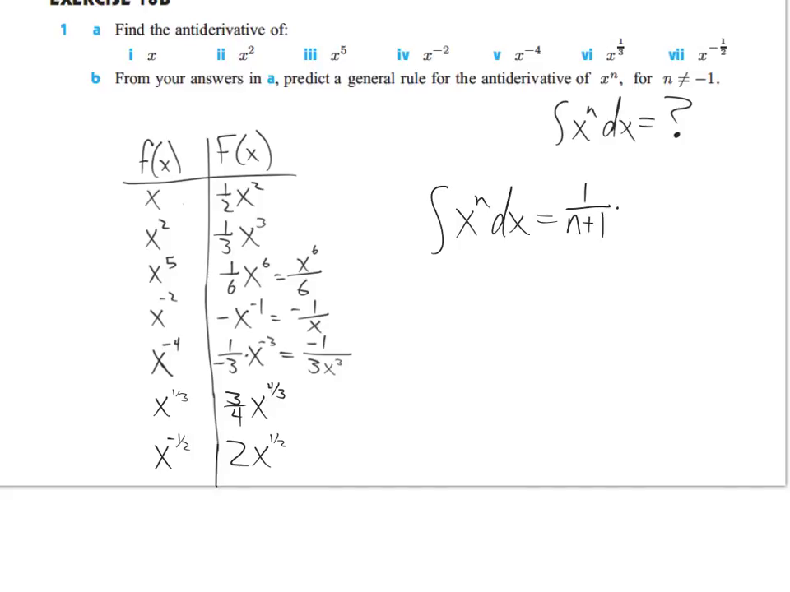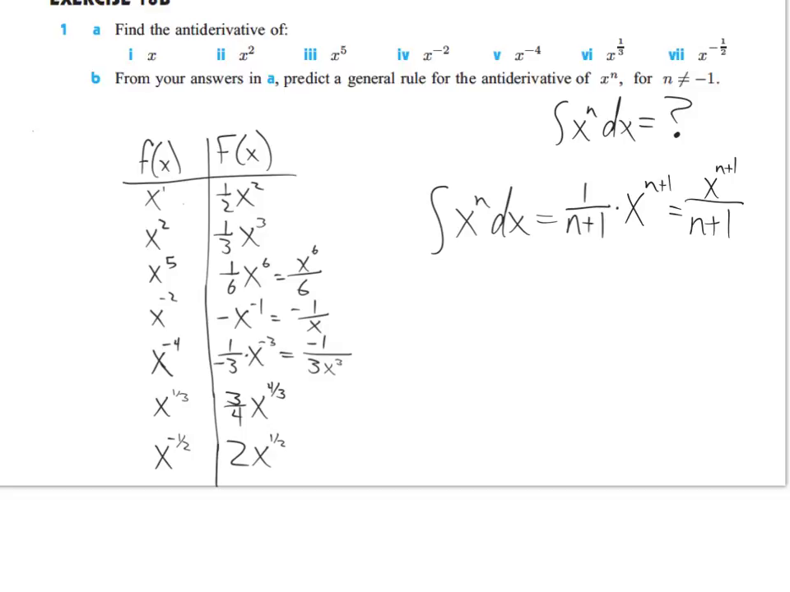Why plus 1? Notice on all of these, here n was 1, we raised it to 2, and then divided by that 2. Here it was 2, we raised it to 3, and then multiplied by 1 over the new exponent, times x to the power of n plus 1. That's right. So the idea is we're going to add 1 to the exponent and divide by the new exponent. If you like seeing it this way, that works, or x to the n plus 1 over n plus 1, that'll work as well.